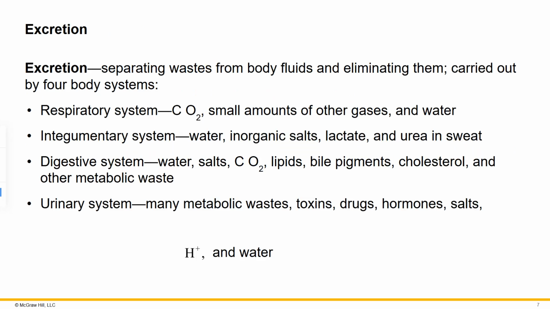Excretion, separating wastes from body fluids and eliminating them, is carried out by 4 main body systems. The respiratory system: carbon dioxide is excreted and small amounts of other gases and water. Integumentary system: water, inorganic salts, lactate, and urea in the sweat. Digestive system: water, salts, carbon dioxide, lipids, bile pigments, cholesterol, and other metabolic waste, and undigested food is disposed of. Urinary system: many metabolic wastes, toxins, drugs, hormones, and salts, hydrogen ions, and water.